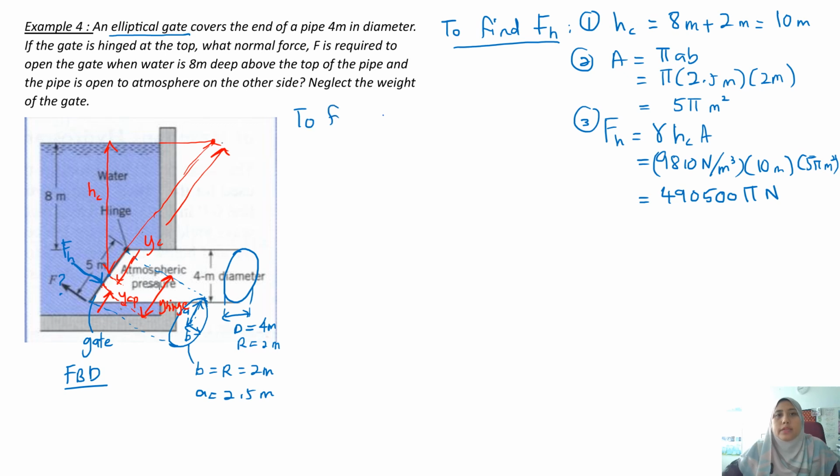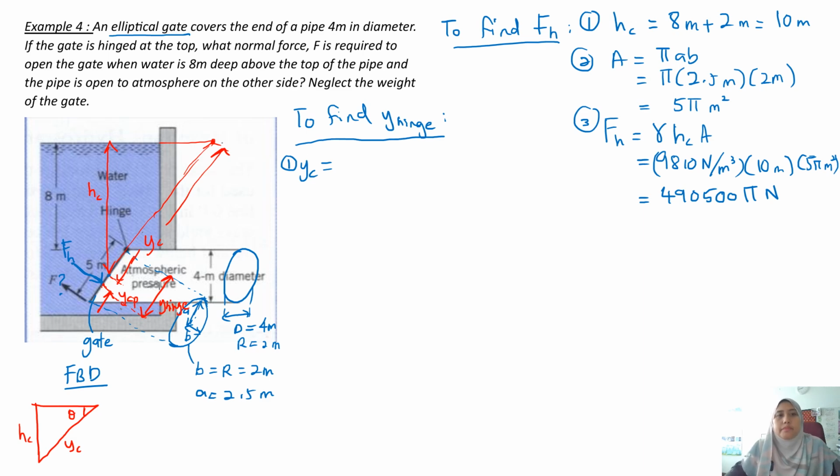Another step is to find Y hinge. Why we need Y hinge? Because later we want to do the summation of moment. So to find Y hinge, the first step that you need to do is to find YC. So YC, if you look at this diagram, you can try to imagine that you have a triangle. So this triangle consists of HC, YC. So it is inclined at a certain angle here.